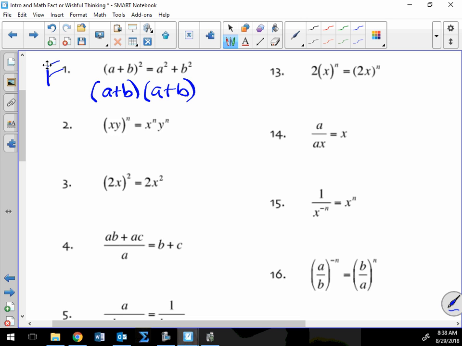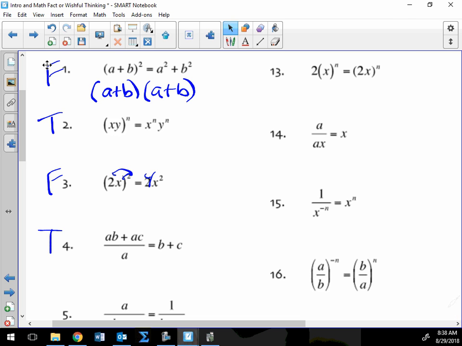All right, number 2. True. Good. Exponent can be distributed over multiplication division. Number 3. False. What's the issue here? Good. This should be distributed to both pieces, of course. Awesome. Number 4. True. Good. All right. Number 13. False. What's the issue here?